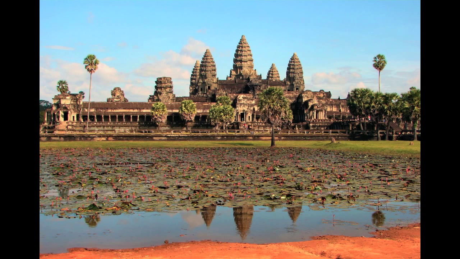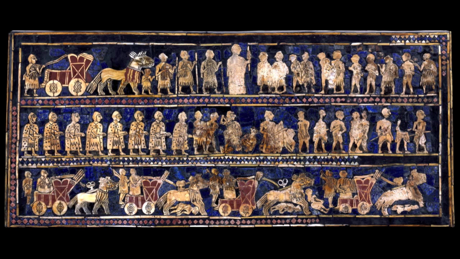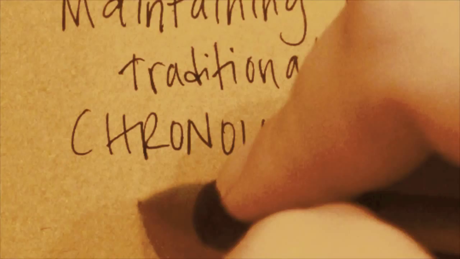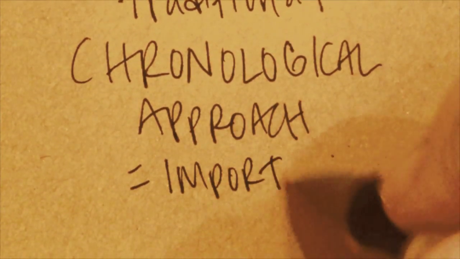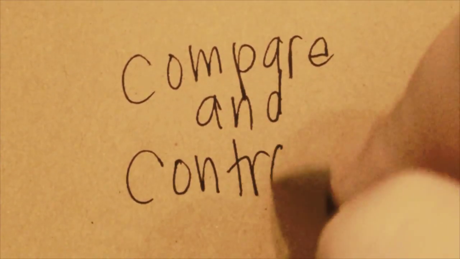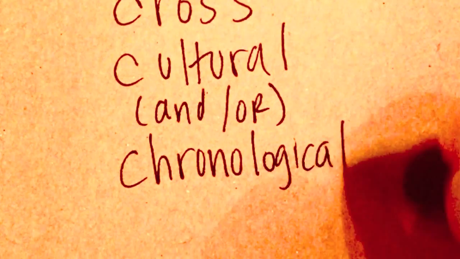I've chosen a thematic approach to teaching non-Western art in my own classroom. While I maintain a traditional chronological approach, because I feel it's a necessity for a beginning art history student, I thematically weave non-Western artworks into my curriculum by comparing and contrasting them to a Western work that deals with the same or similar theme. These are what I call cross-cultural or chronological connections.